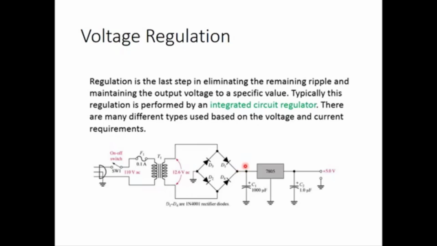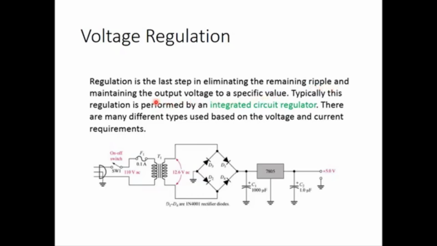pulsating DC signal. So here we have the capacitor. The capacitor will act as a filter that will reduce the fluctuation or the variation of the DC voltage, or in very simple words, to smooth out the rectified DC signal, to make the signal more smooth. After that, the last stage is voltage regulation. Voltage regulation is to eliminate the remaining ripple and maintain the output voltage at a specific value.